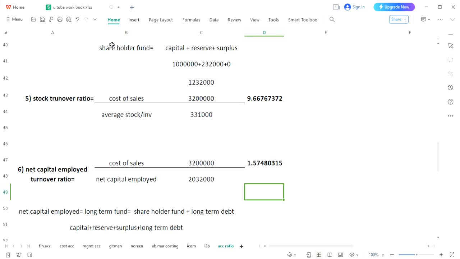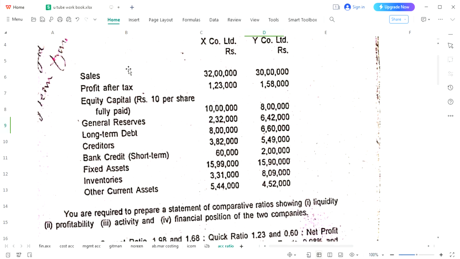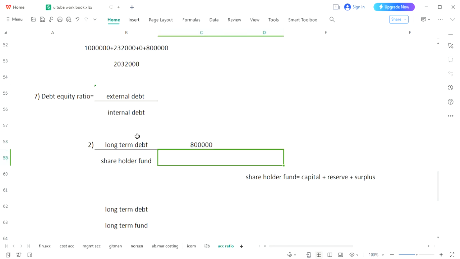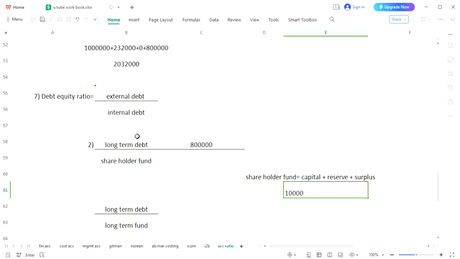But do you remember we have already calculated shareholder fund? And look over here. This is your shareholder fund, capital, reserve and surplus. Capital 10 lakh, reserve 2 lakh 32, surplus is not present. So you may write directly over here: we have 1 million capital and 2,32,000 is your reserve, while surplus is not present. Now just put it on the calculator.